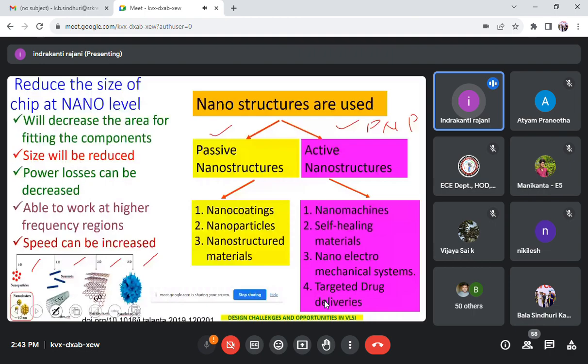In these passive nanostructures, you can consider nano coatings, nanoparticles, nanostructured materials. See, nano coatings we are seeing everywhere. On our television, you see the ad of Asian Paints. What they say is that it is a dust repellent paint, you can use it next to the railway track also, and it is not going to hamper your walls from getting polluted. So why?